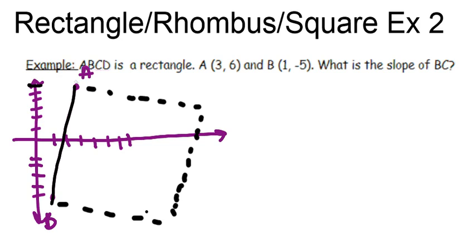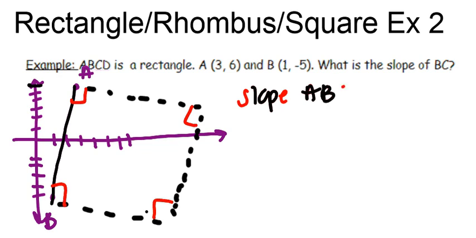But so we know AB, and we know that rectangles have 4 right angles. So wherever these corners are, those are all going to be right angles, which means the segments are perpendicular, right? Right angles happens when things are perpendicular. And we want to know, it says, what's the slope of BC? Well, we don't have a C, but we have an A and a B. So I'm going to start by finding the slope of AB.